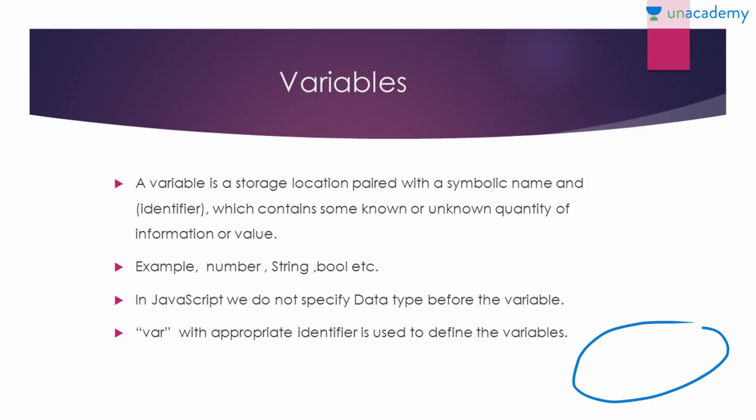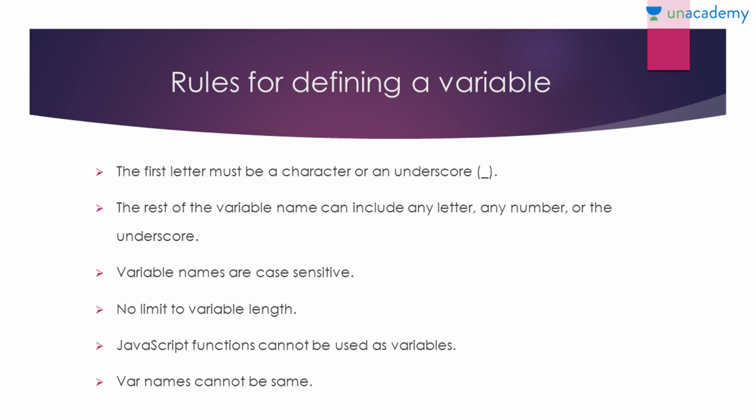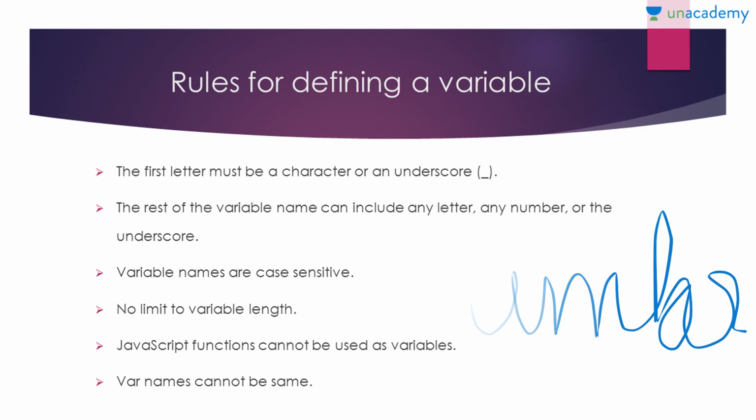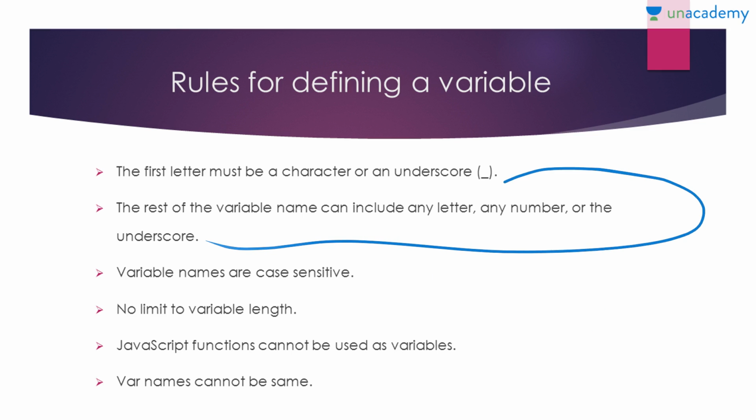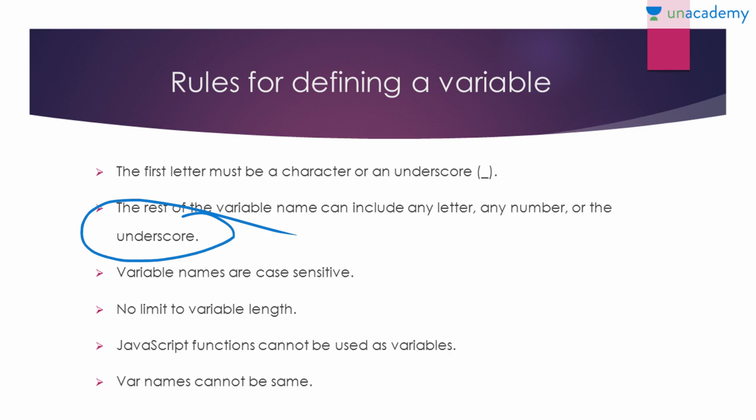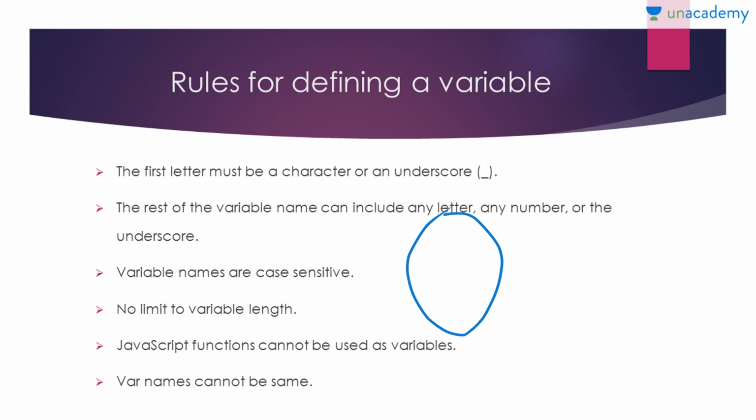But before that, let us see what are the main rules that we should follow before writing the name of a variable. So these are the rules. The first letter must be a character or an underscore. It cannot be a number. The variable can be any name, but it cannot be started with a number, but it can be started with a symbol like underscore. The rest of the variable name can include any letter, any number, or any underscore. So you don't have to use a number or any other symbols in the beginning, but after the beginning you can use any of the symbols, any of the numbers.